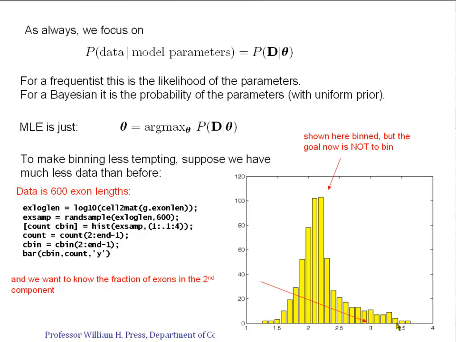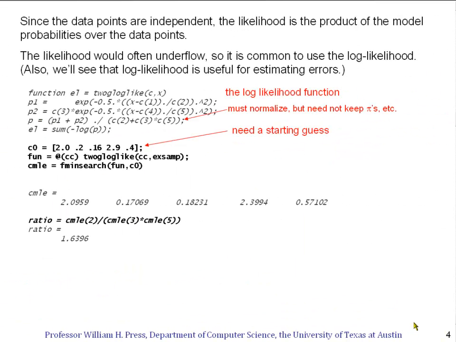And as before, we're going to be interested in not just the model itself, but an actual number that comes out of the model. What is the ratio of the areas of the main component here to the outlier component over here? Now the data points are assumed to be independent. So the likelihood of the model is the product of the model probabilities over the data points.